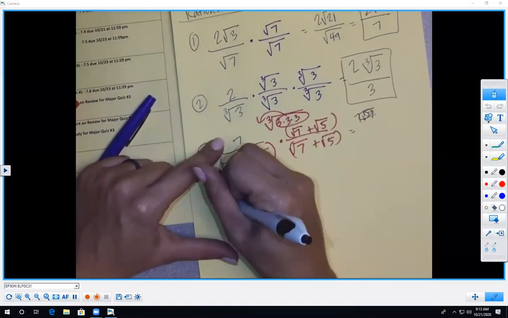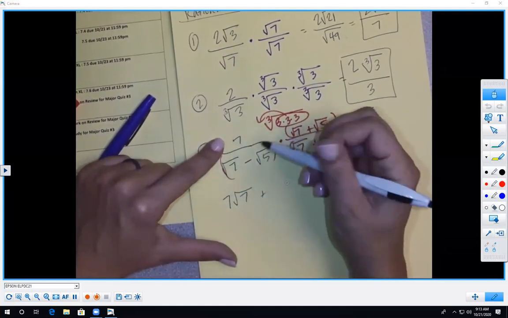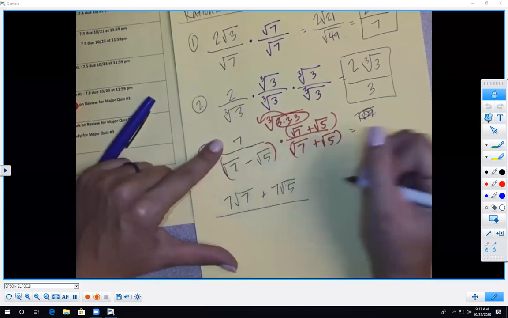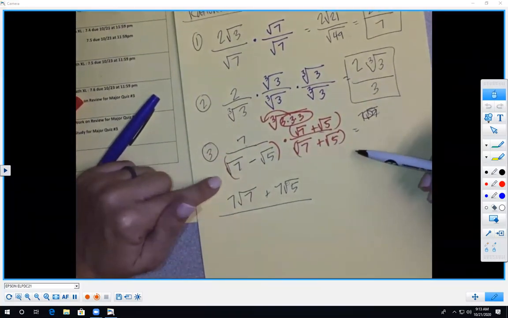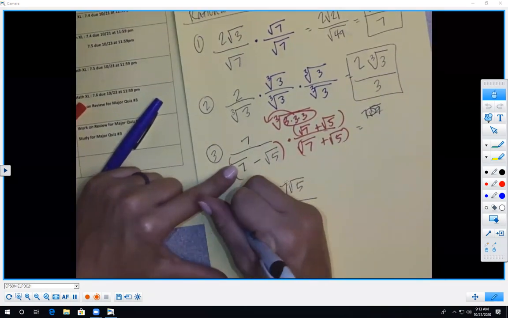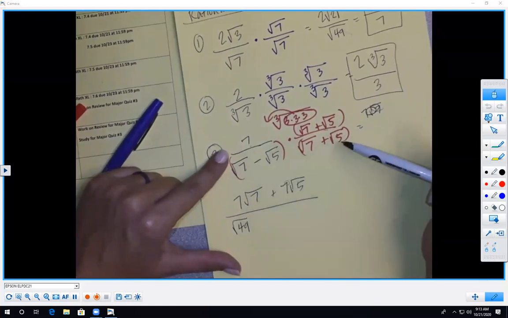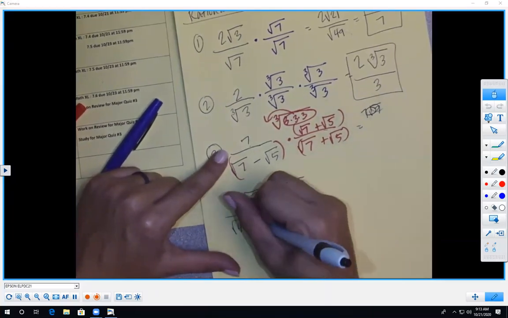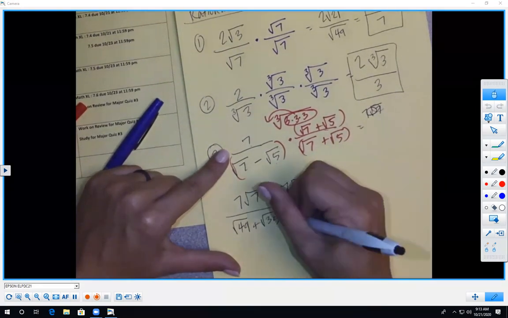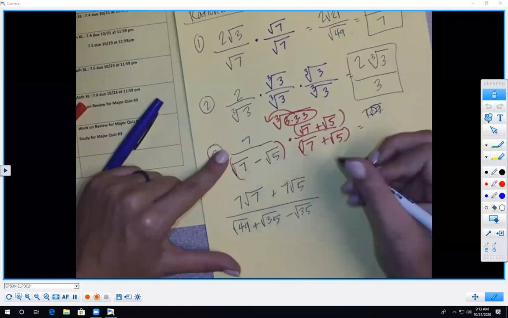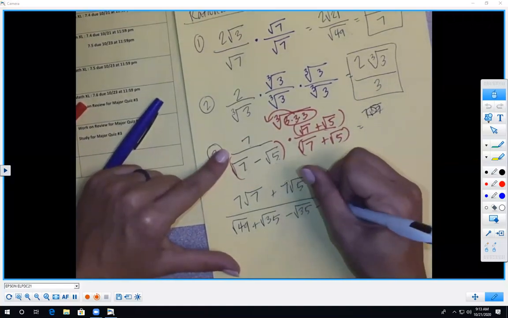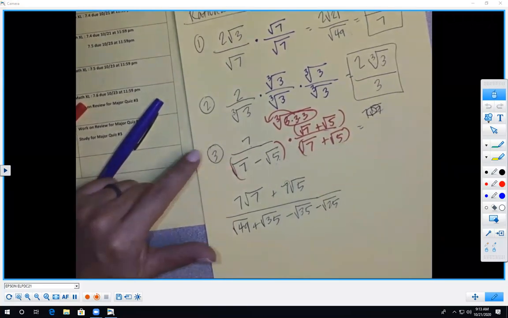I'm going to actually go to the line underneath this. 7 square roots of 7. 7 times the square root of 5 is 7 square roots of 5. On bottom, we have to FOIL it out. So the first one, square root of 7 times square root of 7 is square root of 49. Square root of 7 times square root of 5 is positive square root of 35. Negative square root of 5 times the square root of 7 is negative square root of 35. And negative square root of 5 times positive square root of 5 is negative square root of 25.